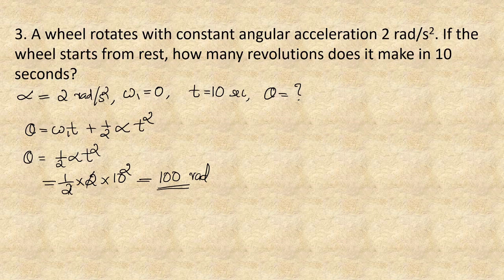Here we are asked to find the number of revolutions. We know that when the wheel completes one rotation, the angular displacement is 2 pi. Now, the total displacement is 100 radian. In this total displacement, how many revolutions are there? That we have to find out. We have to divide the total displacement by the displacement for one revolution, that is 2 pi. Then we will get the number of revolutions.